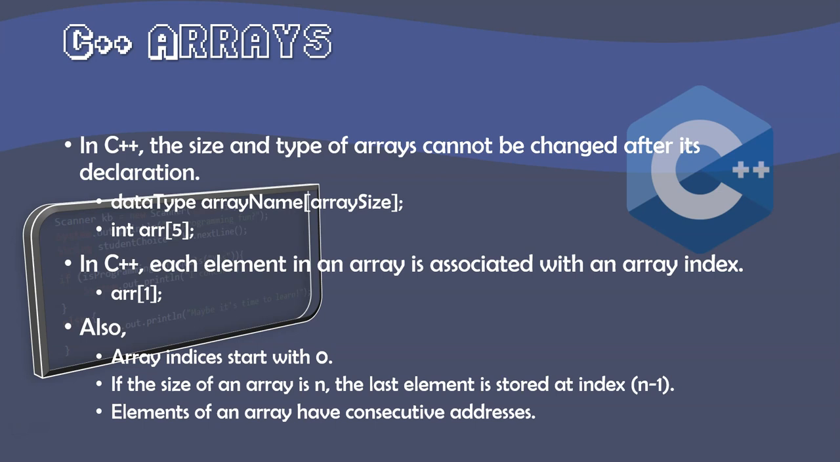And the elements of an array have consecutive addresses. So if you actually look at the array in memory, you would find, of course, each of those elements are stored in memory one after another.